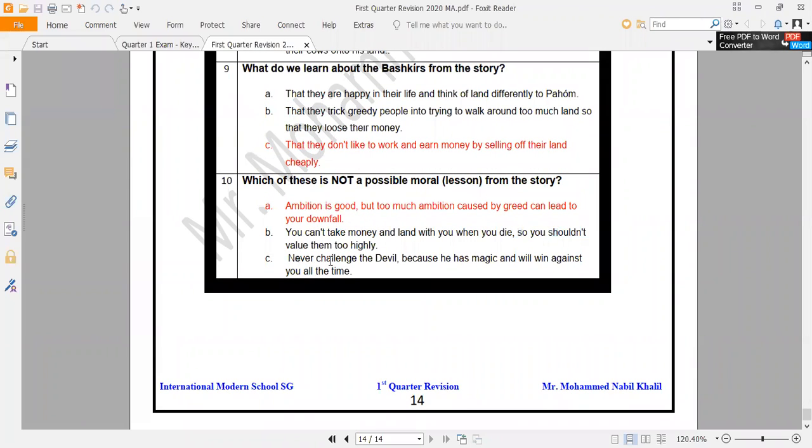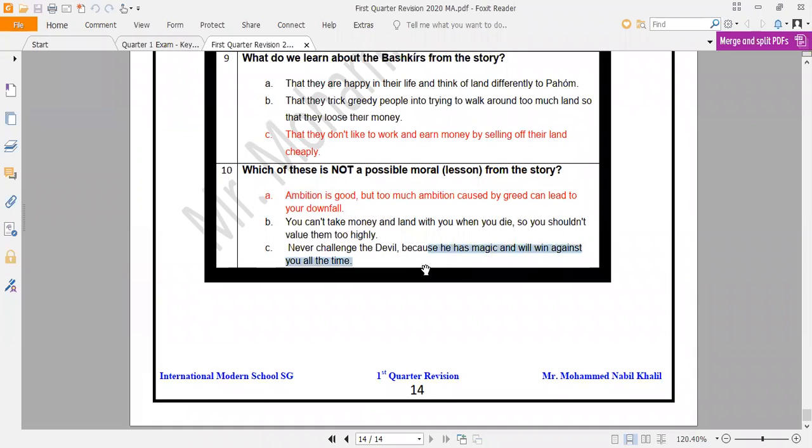Number C, never challenge the devil because he has magic and he will win against you all the time. And this is, of course, a moral lesson, not to be very condescending when you're talking about the devil. So number 1 is the correct answer. And that's it with the sheet.